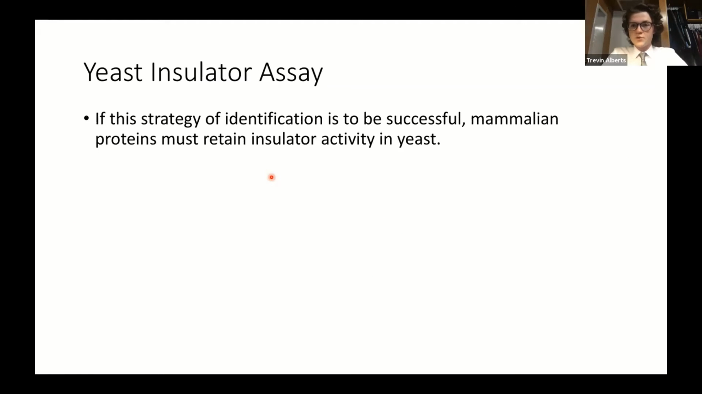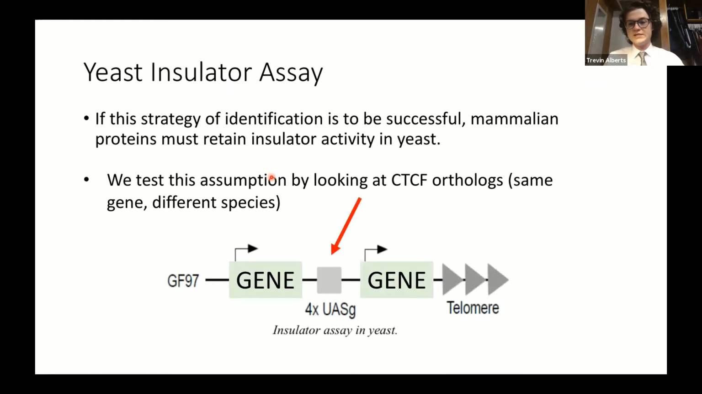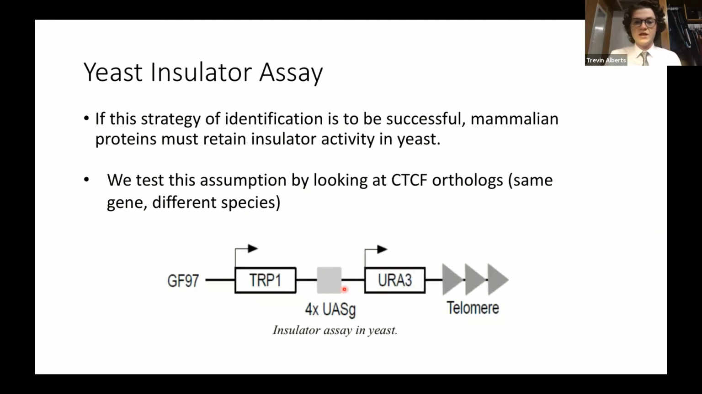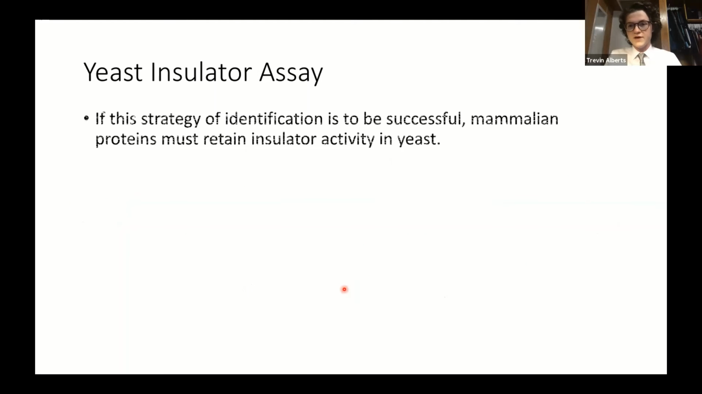So if the strategy that we're going to be looking at is to be successful, mammalian proteins must retain their insulator activity in yeast. And we are going to test this by looking at CTCF orthologs. If you remember, CTCF is that only mammalian protein that has been shown to possess insulator activities. And so we are looking at that same gene, but from different species. We are going to be placing these candidates, these orthologs that we're going to be testing, in between these two genes so we can monitor when their genes are activated, and we can look at growth patterns of that gene and determine whether or not the insulator was effective at insulating.